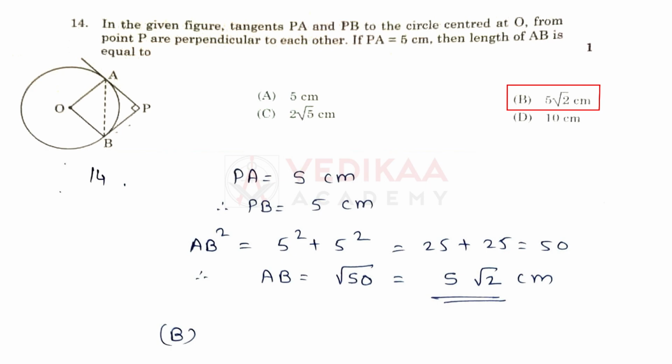Okay, it was again a very simple example. You have to just use the Pythagoras theorem here. We know that from the external point, if two tangents are drawn, the lengths of the two tangents are equal. So PA is equal to 5 centimeter was given, therefore PB is also equal to 5 centimeter. Now triangle APB is a right angle triangle at angle P. So using Pythagoras theorem, AB is coming out to be 5 root 2. So the correct option is B, 5 root 2 centimeter.